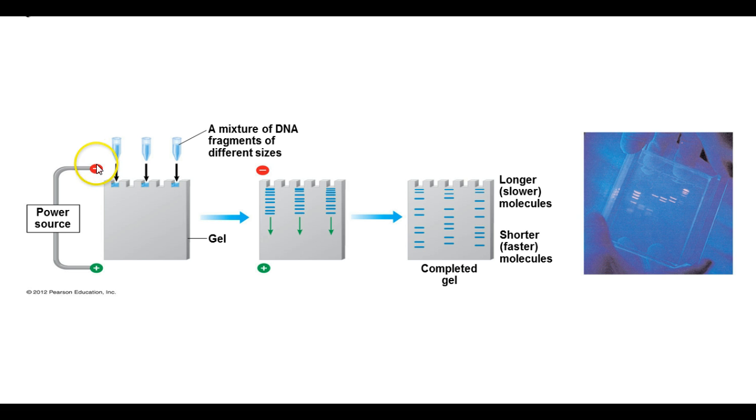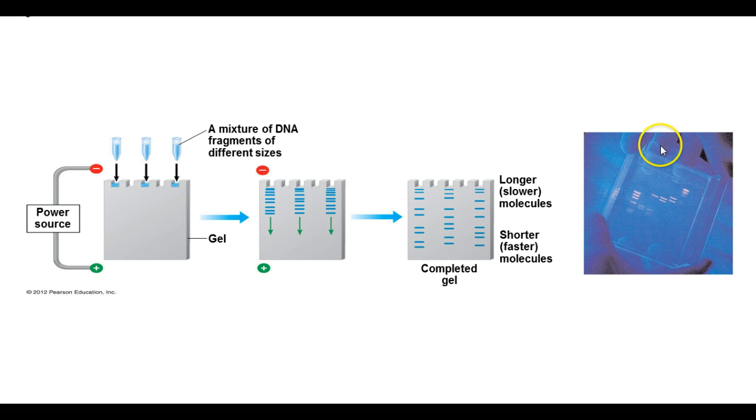Again, we're going to run electricity, negative to positive. That's going to push the pieces through the gel. And again, the smallest ones are going to go farthest. The largest ones are going to stay behind. And then when you're finished, you'll see a pattern here. And again, you can look at the pattern and see what matches what. This one looks like it might be determining that these two parents produce a child with this genetic profile.